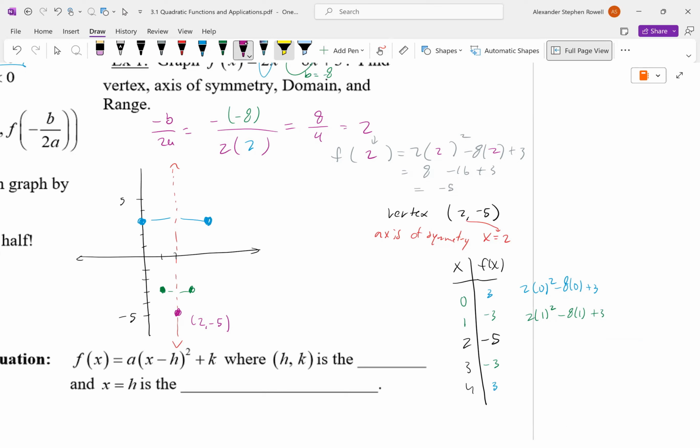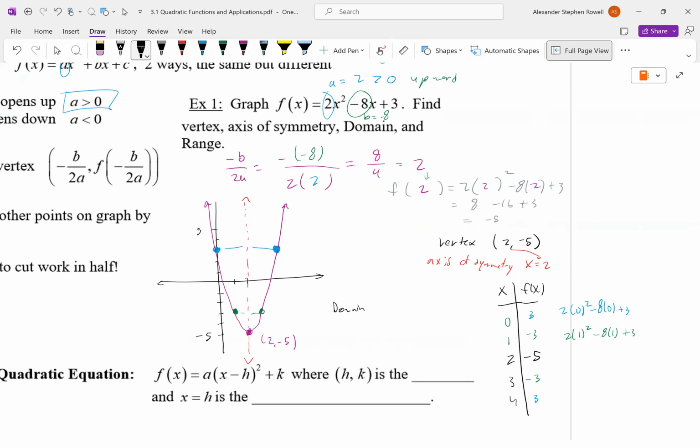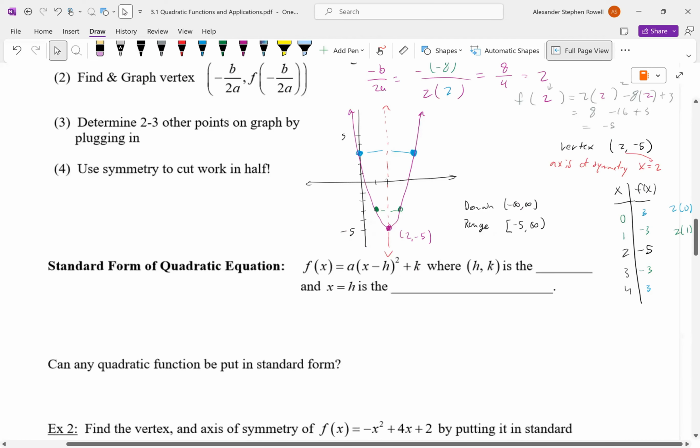You can plug those in to verify, but then this generally has a smooth U shape going through all these points, and we draw an arrow to show it's going in this manner forever. Forever to the left and up, forever to the right and up. What's the domain? The domain of all parabolas is negative infinity to infinity. You can plug in any number, and it's going to give you a real number. What's the range? -5 is the smallest y value, and it goes up forever. Do I include -5? Yes, it is a point on my graph. It is a vertex. Any questions about this?